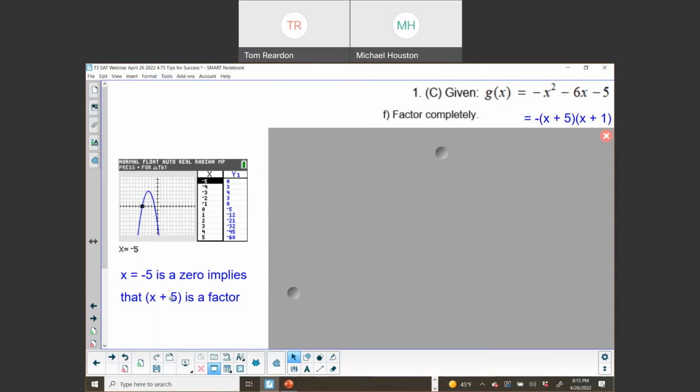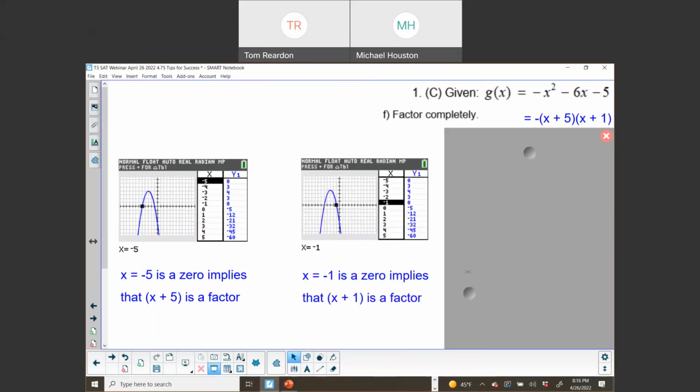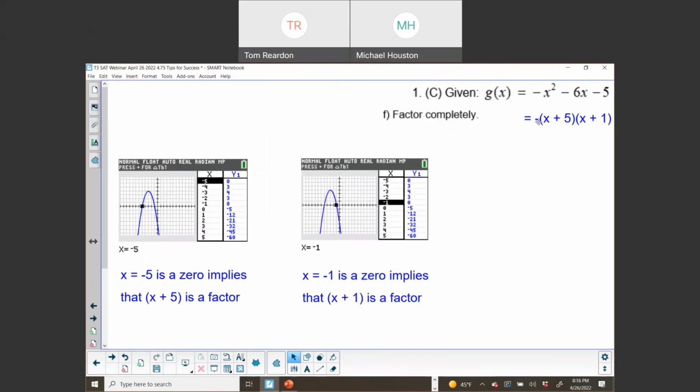And I talked to them, if you were going to set this equal to 0, you'd add 5 to both sides and so on. Similarly, this implies x plus 1 is a factor. And so our factor completely is right there, except I have to put a negative sign on it because it's going down. So I do like to have students make the connection between factors and zeros.